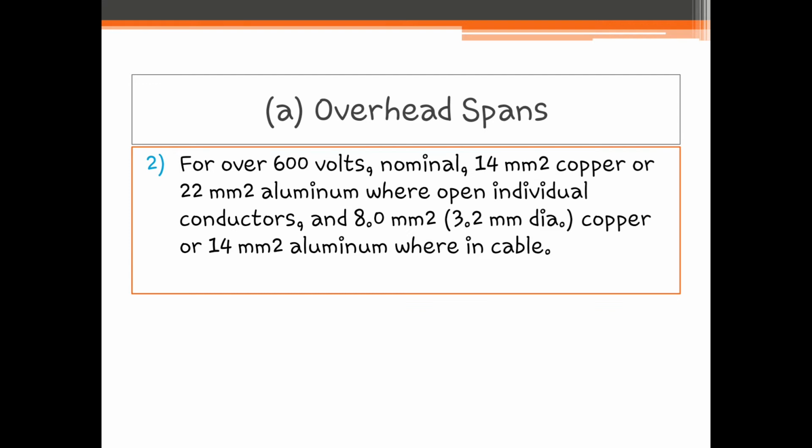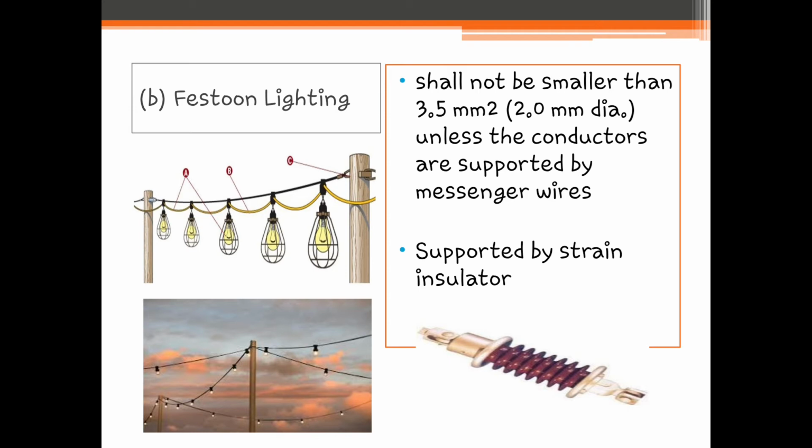So next is for over 600 volts nominal, 14 mm squared copper or 22 mm squared aluminum for open individual conductors, and 8 mm squared copper or 14 mm squared aluminum for conductors in cable. So next is the festoon lighting.